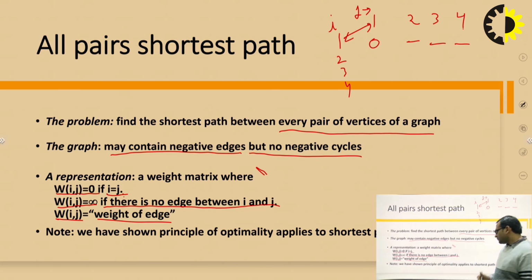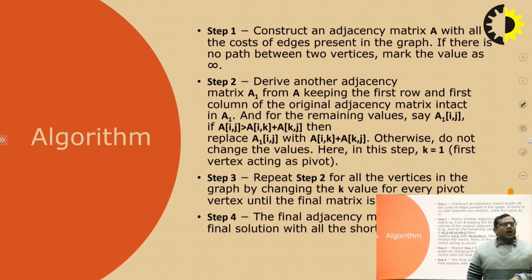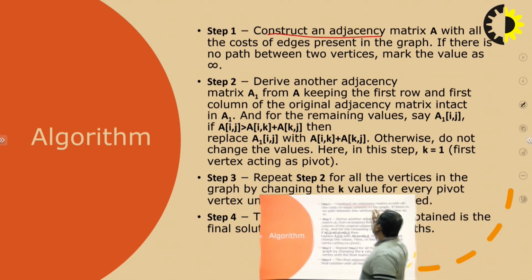Now, we have shown the principle of optimality applied to the shortest path problem, which basically gives an optimal solution. Next, this problem is solved in four steps. So here is the algorithm. Step 1 is to construct an adjacency matrix.